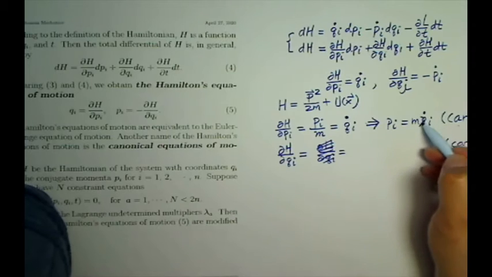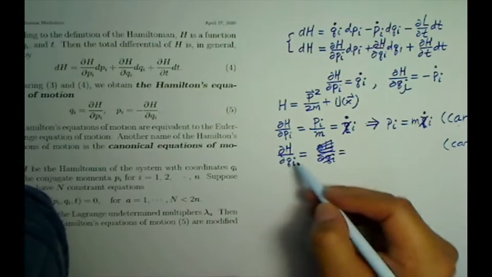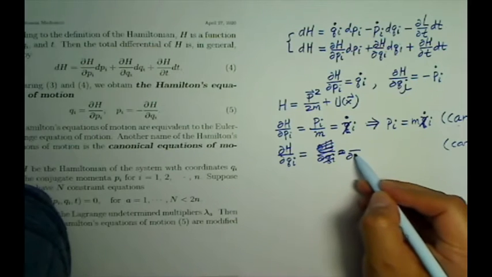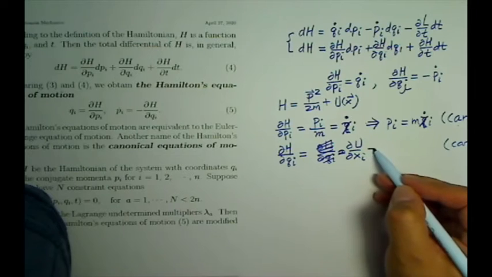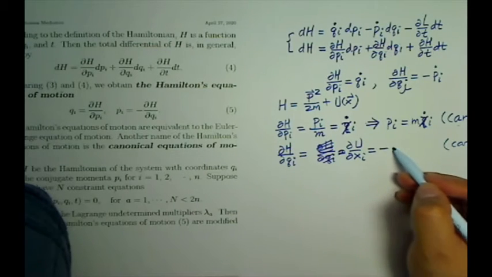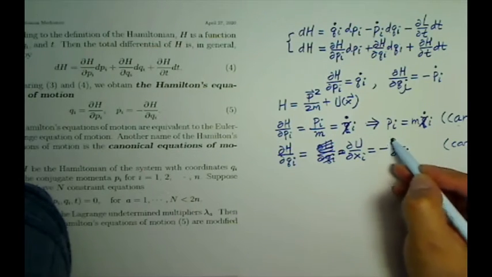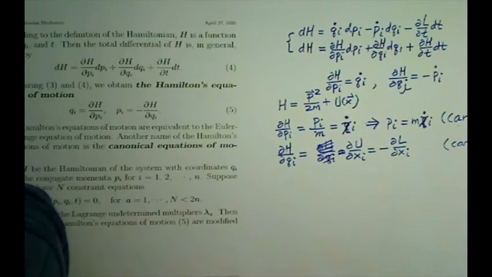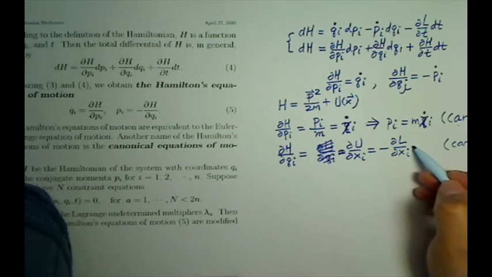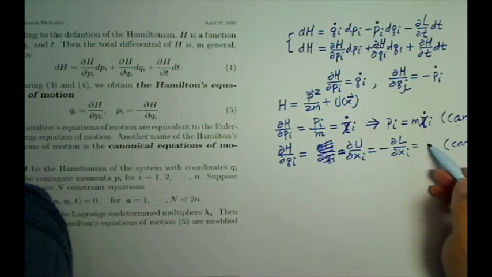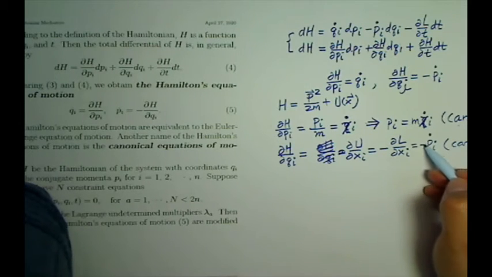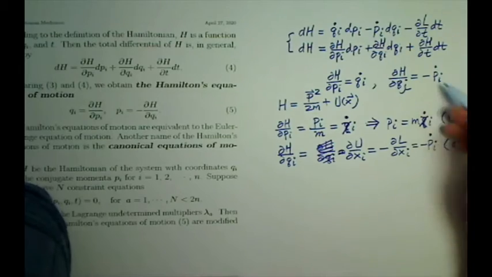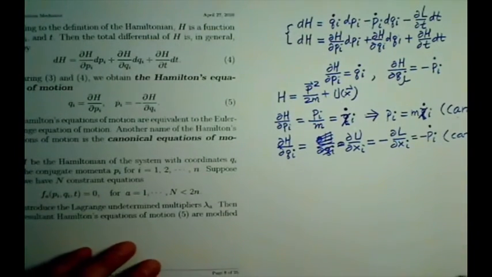Cartesian case, this is x, x, and potential. And actually this is minus the derivative of the Lagrangian, right? And this is pi dot if I make use of the Lagrangian, right? So negative sign. That is equivalent to this result. Okay.